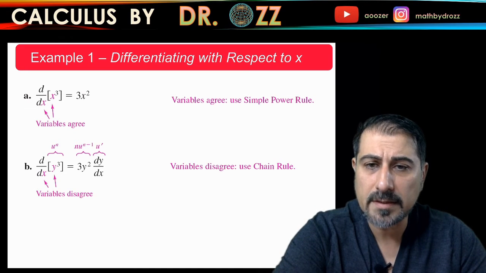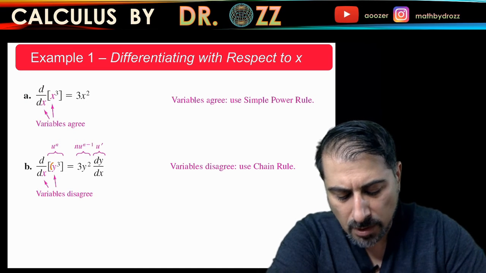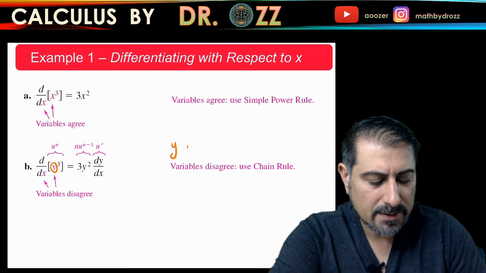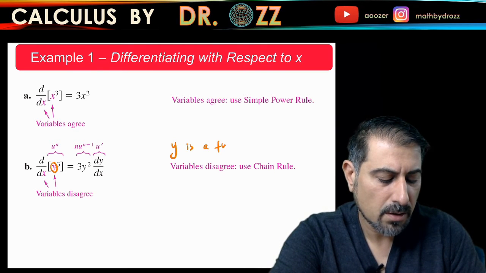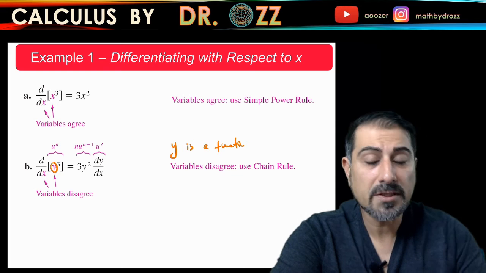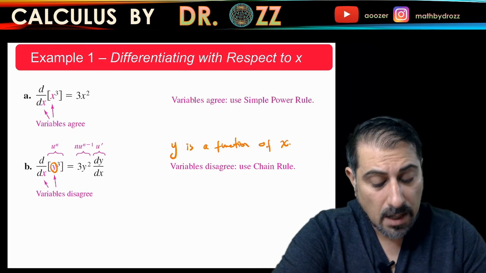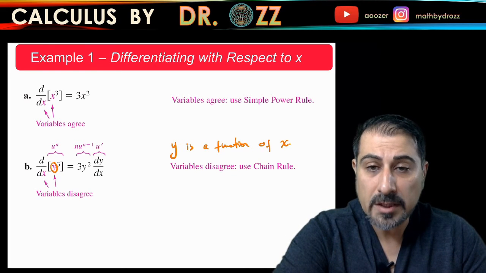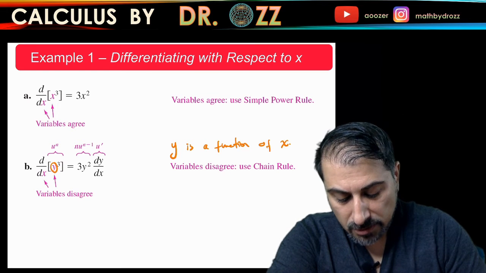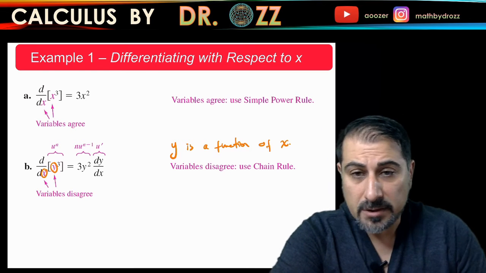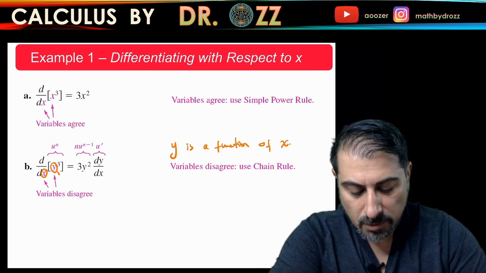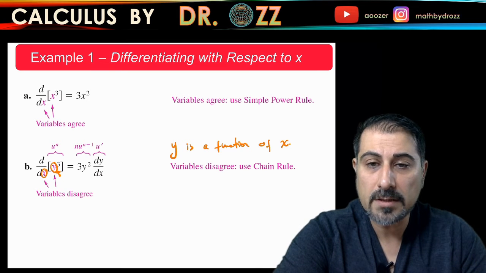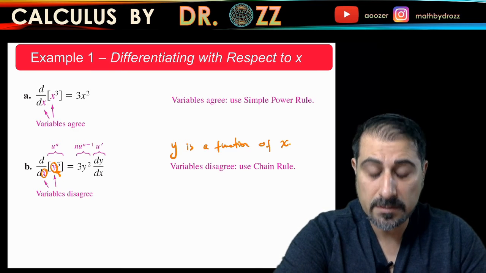So instead of x cubed, now I have y cubed. We know that y is a function of x, and whenever you see a term involving y, we're going to use the chain rule. Here, the derivative variable is totally different from the variable of the function that you're trying to differentiate, so the variables disagree.